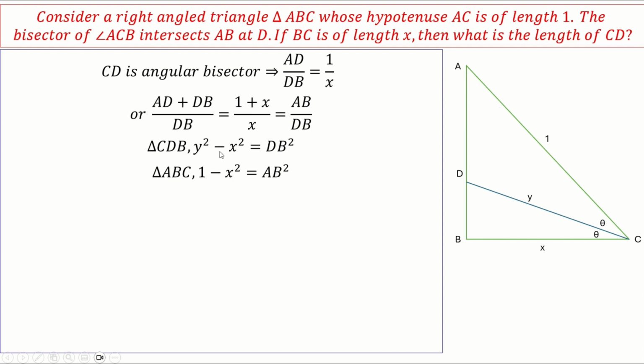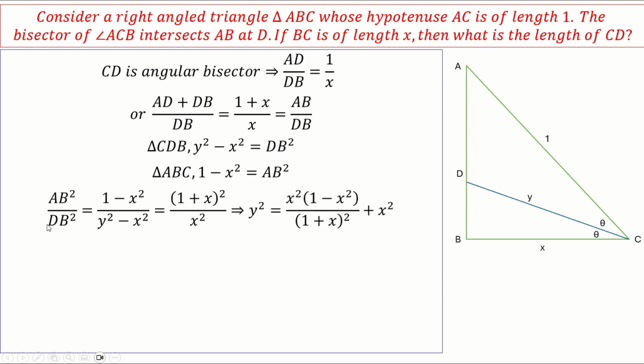Now you have three equations: first equation, second equation, third equation. You divide these two equations, and you can equate the two sides. So AB square by DB square equals 1 minus X square by Y square minus X square. This is equal to 1 plus X whole square by X square. This is the same one: 1 plus X whole square by X square.